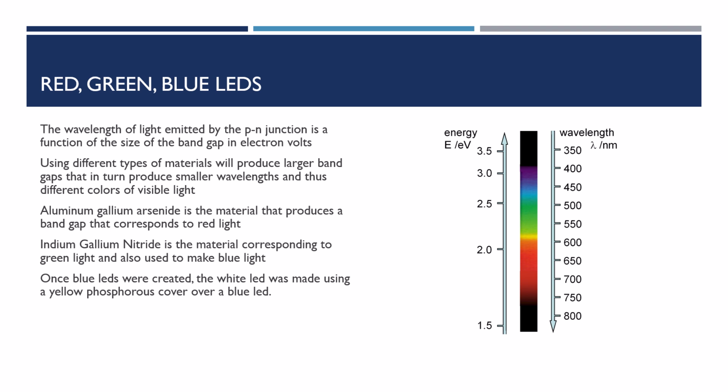Fun fact, it took almost 30 years after the first highly efficient green LED was produced to make the first highly efficient blue LED. Once we had blue LEDs, white light was created by taking a blue LED and covering it with a yellow phosphorus material.